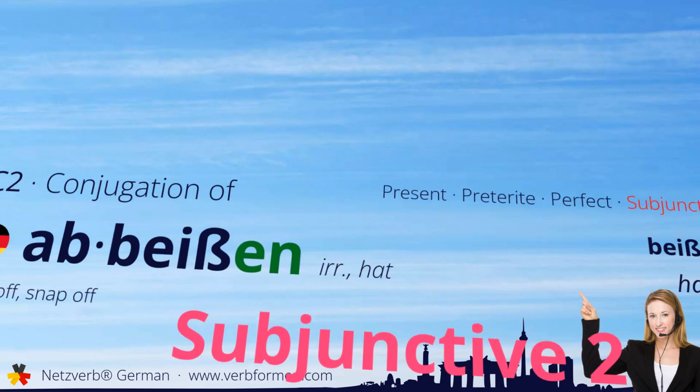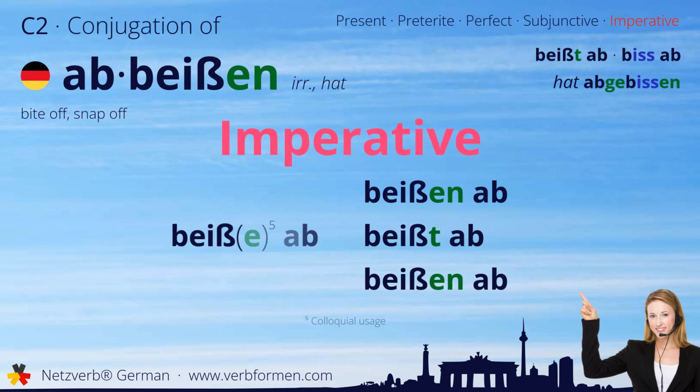And finally, we'll cover the imperative. Beiße ab du. Beißen ab wir. Beißt ab ihr. Beißen ab sie.